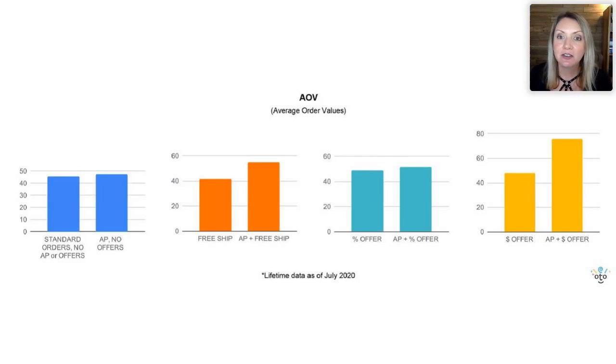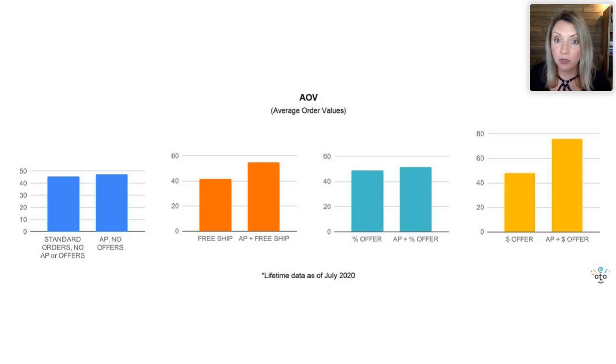I pulled these numbers out in the summer because I really wanted to dive in. We were two years in with advance pay, and I wanted to see how it affects the overall average order value when there's offers attached to it and when there's not. So as you can see, advance pay in that very first column in blue, if there's no offers at all, that is by far our lowest average order value, right? And no advance pay. So standard orders, no advance pay, no offers.